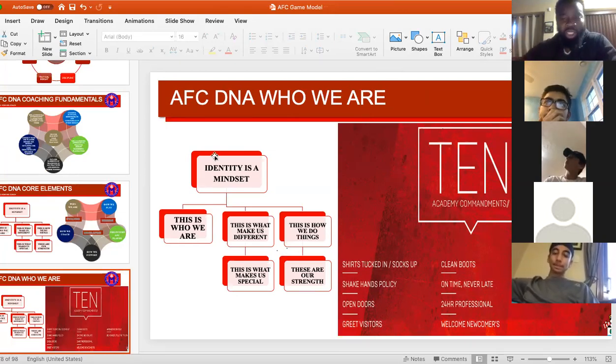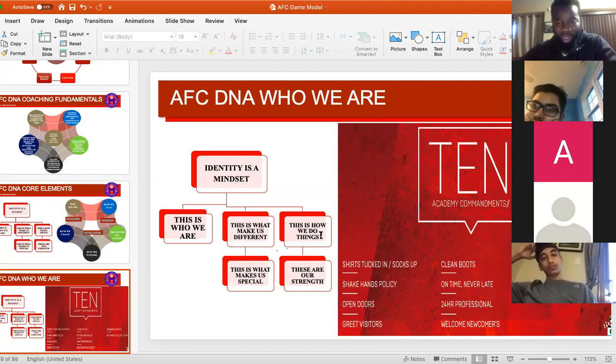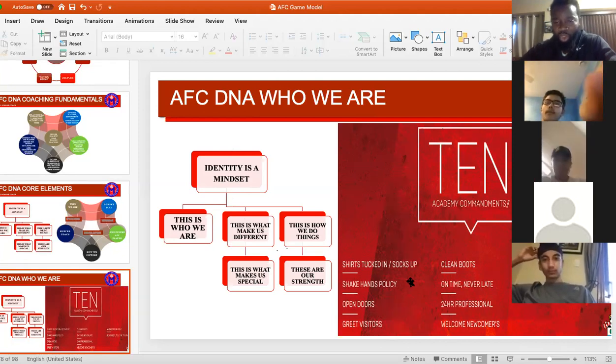Right? So your DNA here as a player within our program, your identity, is mindset. It's a mindset that you have. Why are you different? What makes you different? How do you do things differently? What are your strengths? What makes you so special? These are the things that make you so special.